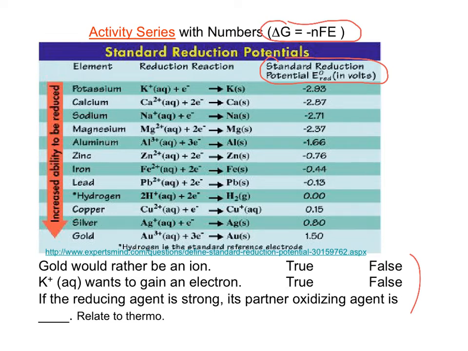And here are the answers. Note that this reaction has a positive reduction potential. That means delta G is negative, which means that reaction occurs, gold would rather be gold metal. For this reaction, note that the reduction potential is negative. That means delta G is positive. That means this reaction doesn't occur. Potassium ion does not want to gain an electron. Potassium ion prefers to stay as it is. And as you mentioned in the previous slide, if the reducing agent is strong, its partner oxidizing agent is weak.